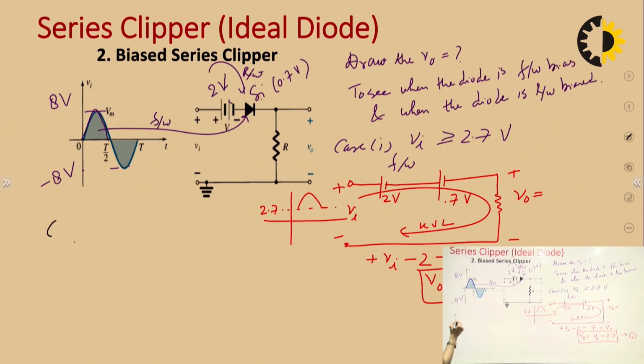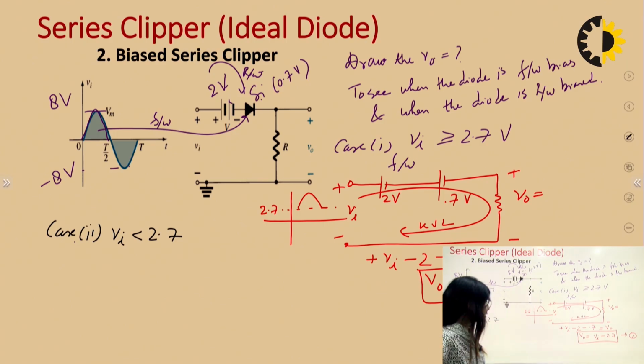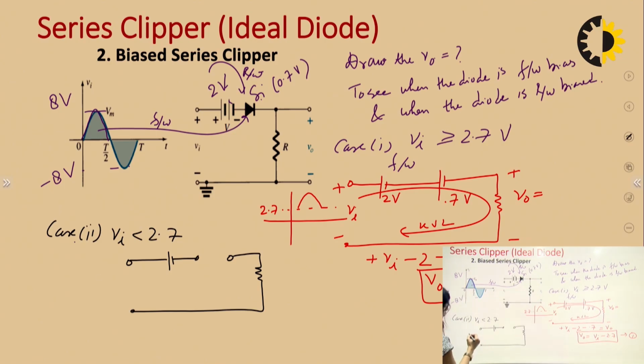Now, next, case 2. When VI is less than 2.7, the diode is reverse bias. Then we will again make the circuit. Now the diode is reverse bias. I am talking of this particular part of the waveform.